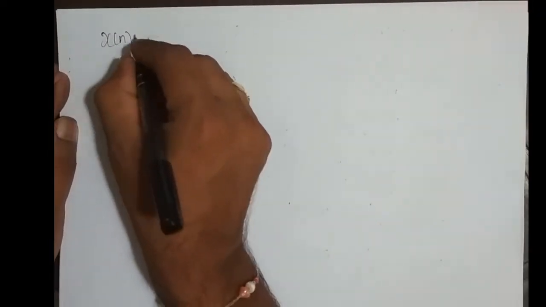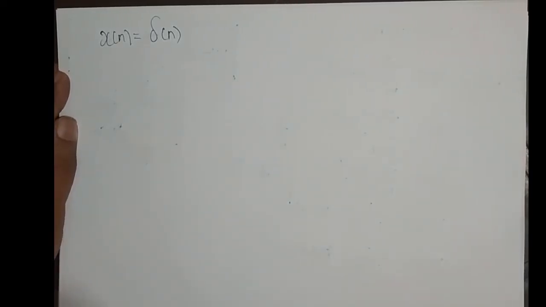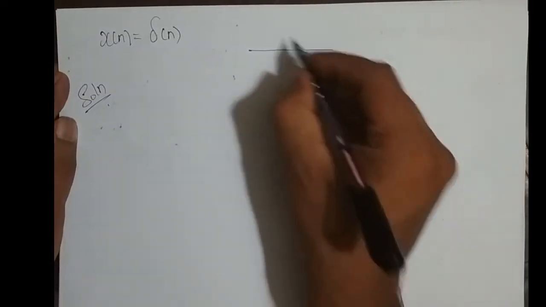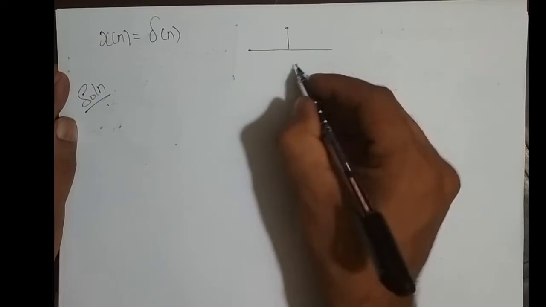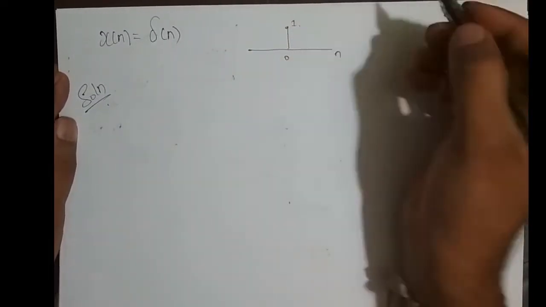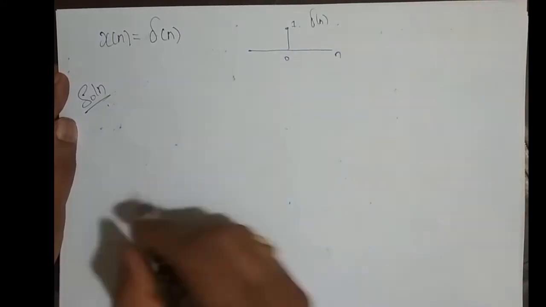The next sequence is x of n is equal to unit impulse function delta of n. Okay, and I need to find its Z transform and ROC. Solution. Before I take up the solution, how does unit impulse function look like? At n equal to 0, it is 1, right? And it is 0 otherwise. So this is delta of n, right?